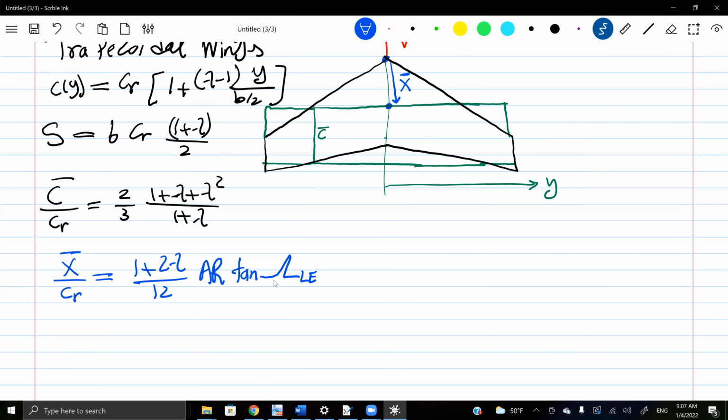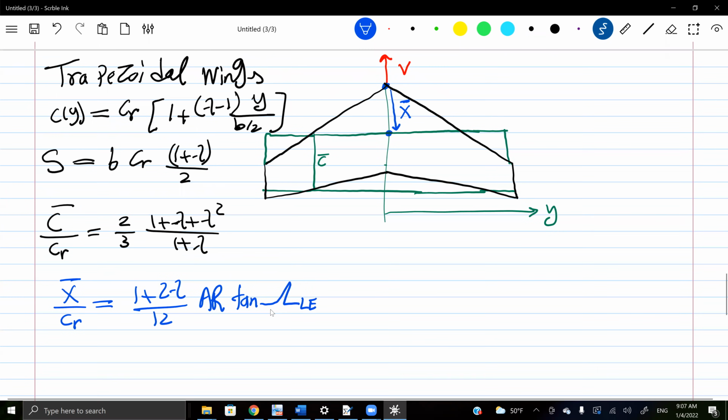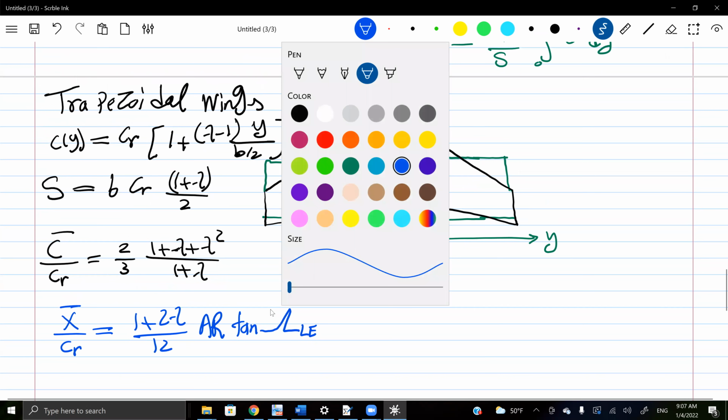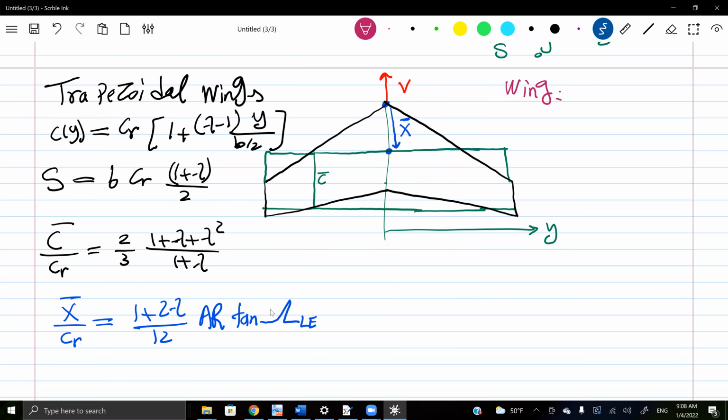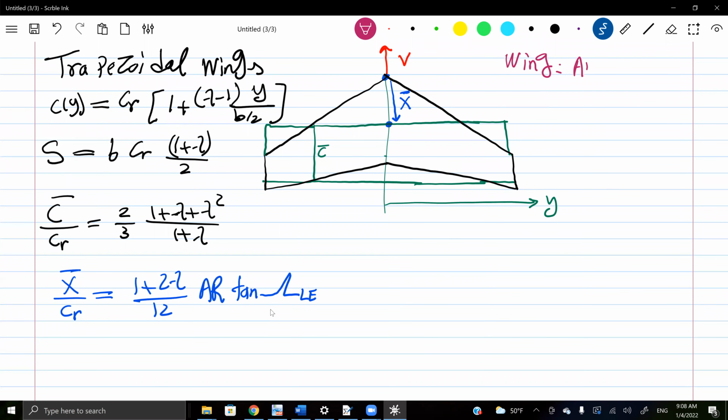So what is this funky thing? I call it lambda. And actually this leads us to, if I want to define a wing planform, what variables really define a wing? There are 3 variables for a trapezoidal wing at least: aspect ratio, taper ratio, and sweep. This is the sweep angle. What do you mean by the sweep angle? Well, simply it's this angle.